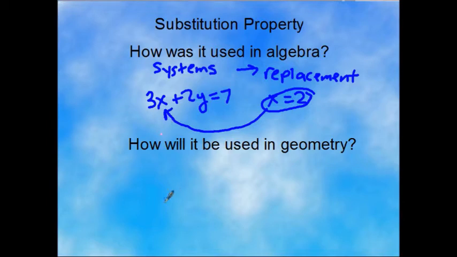Now, how do you think we're going to use that in geometry? We're going to use it the exact same way, as a replacement property. Transitive is going to be the cross-out property that's used within congruency statements. Substitution is going to be used more as a replacement property. We know things are equal, one can replace the other.